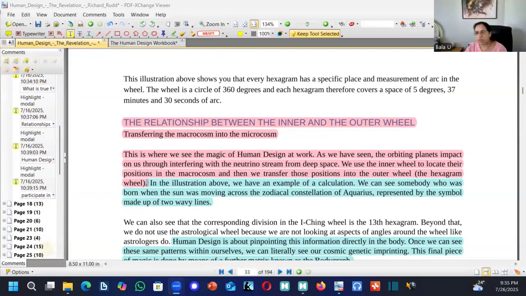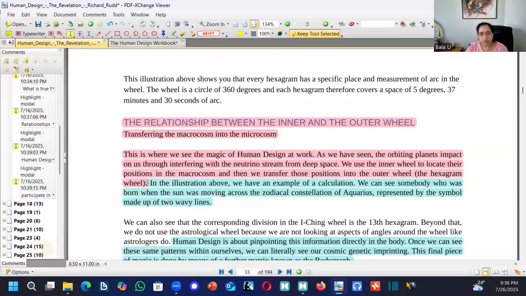That is our body, inside our body. Exactly. This is where we see the magic of human design at work. As we have seen, the orbiting planets impact on us through interfering with the neutrino stream from deep space. We use the inner wheel to locate their position in the macrocosm, and when we transfer those positions into the outer wheel, the hexagram wheel, we use the inner wheel to locate their positions in the outer wheel in the microcosm.